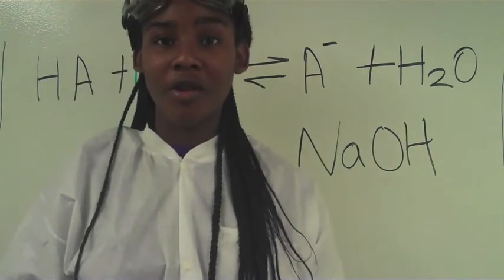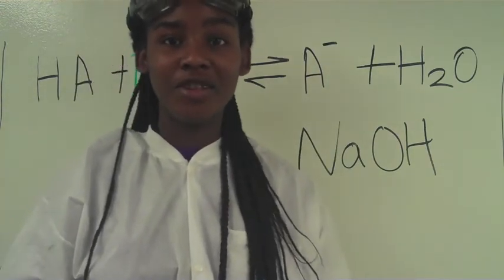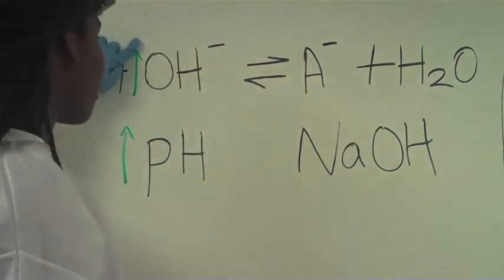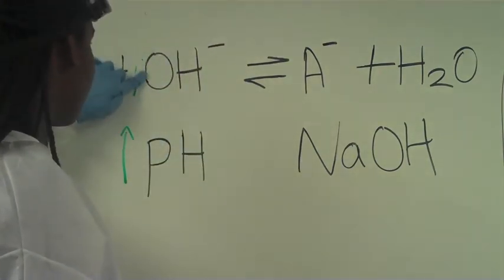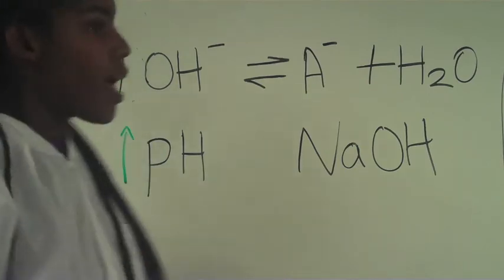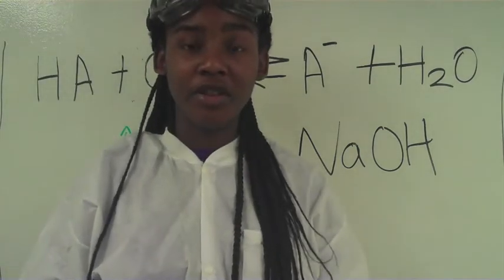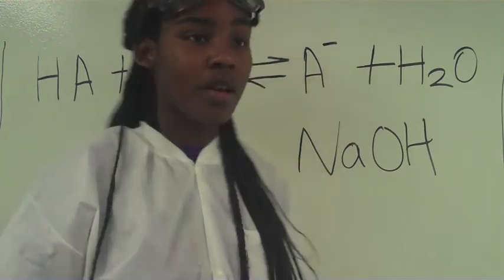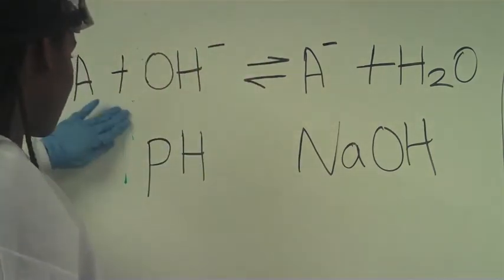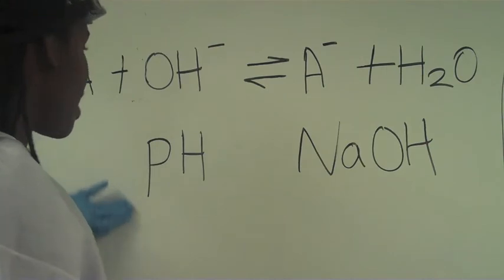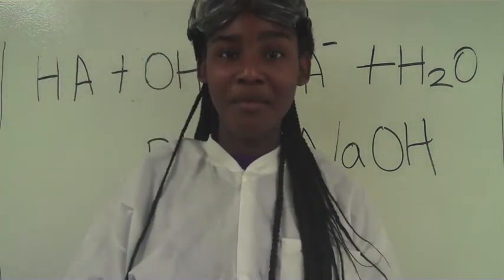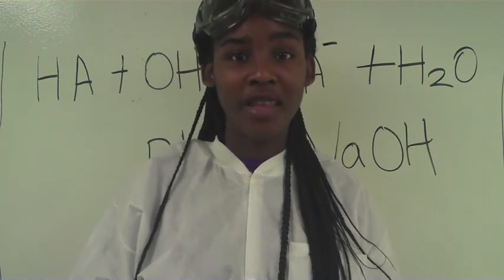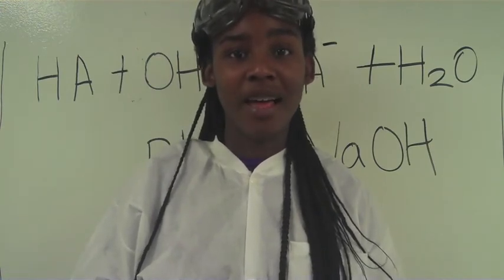This will also result in a fall in the concentration of the hydroxide ion back to the original value. This fall in the concentration of the hydroxide ion will cause a fall in the pH back to the original value. So that's how an acidic buffer counteracts the change in pH that's caused by a strong base.